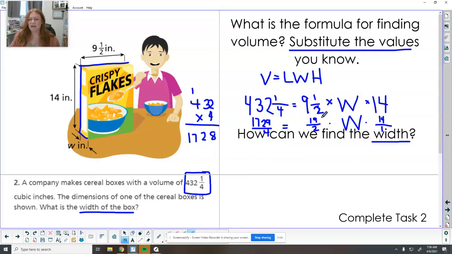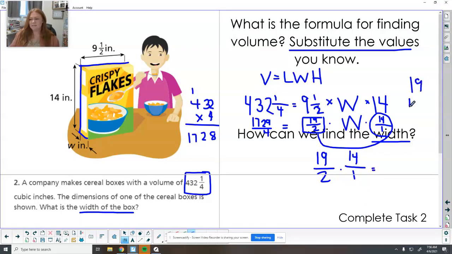Okay, so let's start and put these together, so then we only have to move one thing over. Since we can multiply 19 halves and 14 over 1, let's start with that, and then we can just move that over to the other side. So we have 19 halves times 14 over 1. So let's go ahead and do 19 times 14. Go ahead and do that and come back when you know that answer.